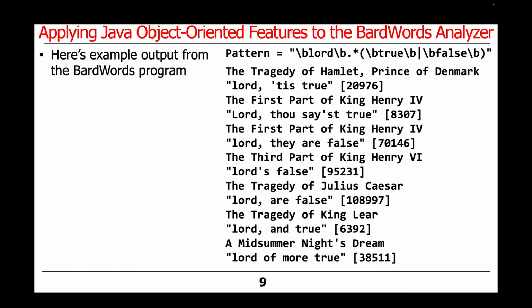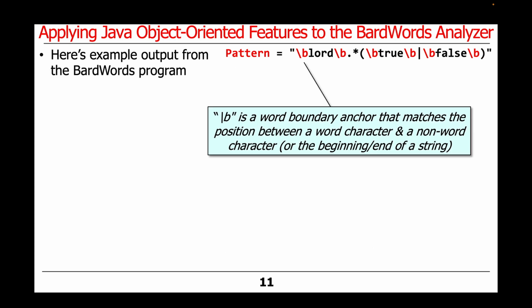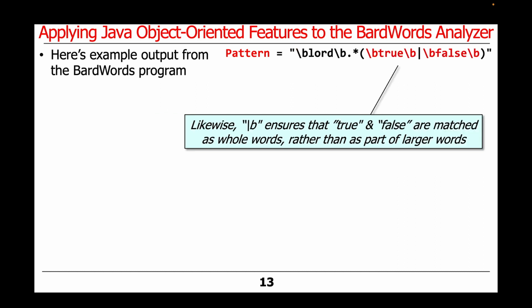Here's some example output from applying these Java object-oriented components to the BardWords program. This program searches the complete works of William Shakespeare for lines matching the regular expression Lord, followed at some point by true or false. In this regular expression, the \b is a word boundary anchor that matches the position between a word character and a non-word character, or the beginning or end of a string. We use \b to ensure that Lord is matched as a whole word and not as part of a larger word. Likewise, we also use \b to ensure that true and false are matched as whole words rather than part of larger words, like truly or falsely.